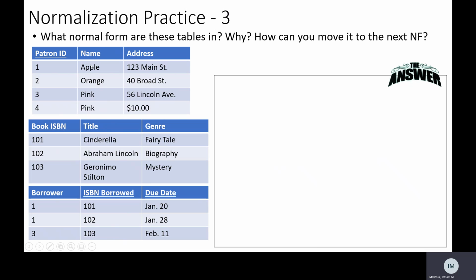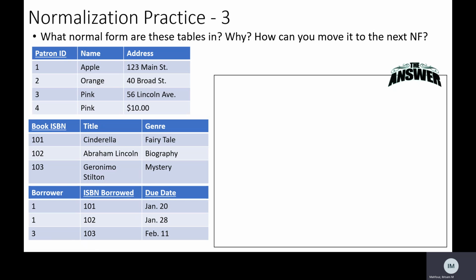Let's ask ourselves now, is it in second normal form? Well, second normal form means that I don't have any partial dependencies. That happens when I have composite primary keys. Composite primary key? No. Composite primary key? No. Composite primary key? Yes. So here the borrower has borrowed a book and it has a due date. Now here, is there anything that depends on part of it? The borrower borrowed a book and the book is due on that date. So there's no partial dependency here. These tables are already in second normal form.